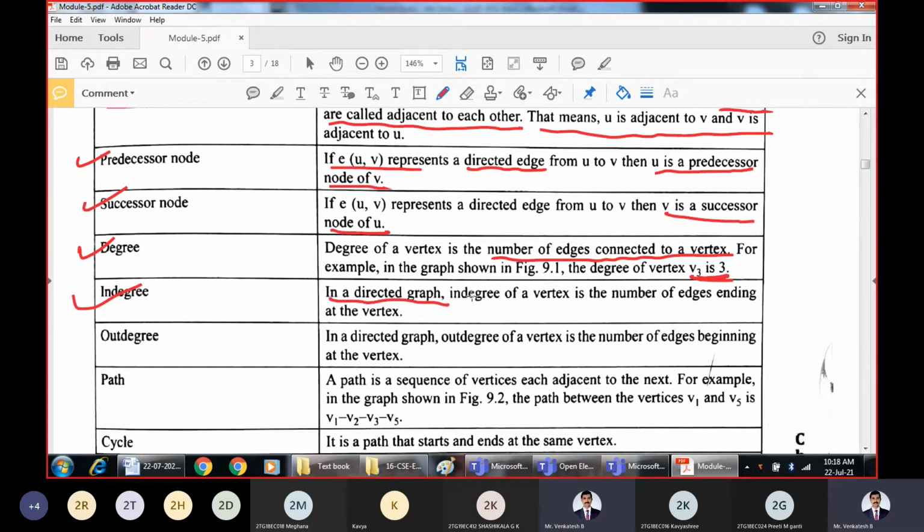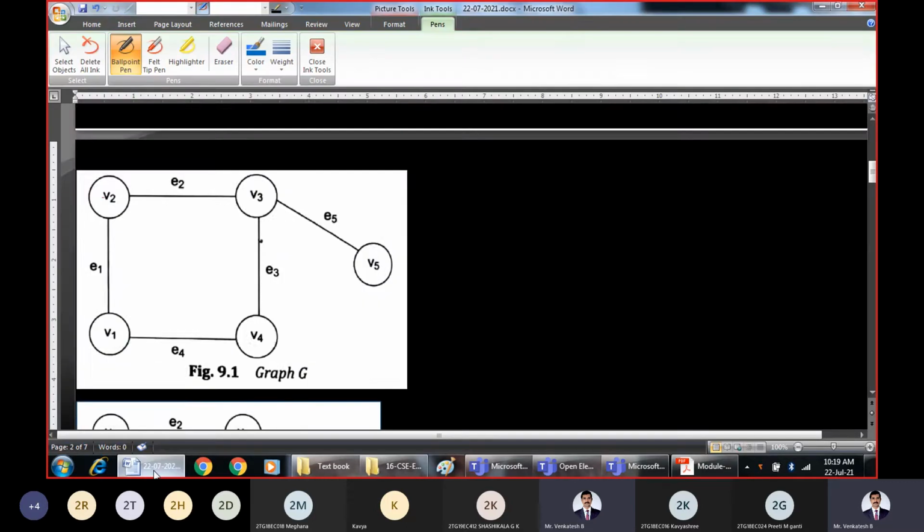So in a directed graph, the in degree of a vertex, or of any node, is the number of edges ending at that vertex. That means how many edges are reaching that particular node. That is called the in degree.